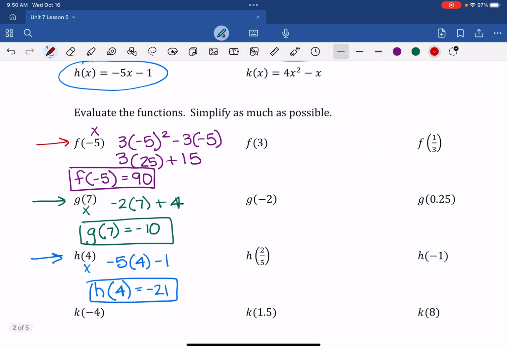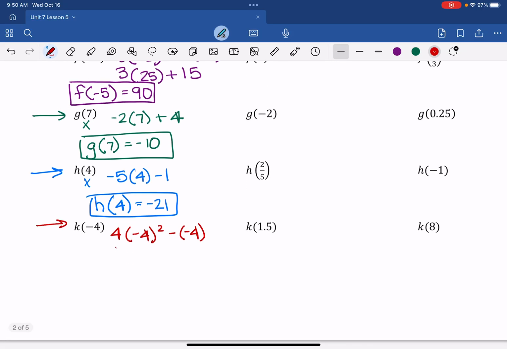Okay, and now for the k of negative 4 right here, I'm going to use the k of x function up at the top. So I'll do 4 times negative 4 squared minus negative 4. So if I go through, that's 4 times 16 plus 4. That ends up simplifying down to 68. So the function k evaluated at negative 4 equals 68.